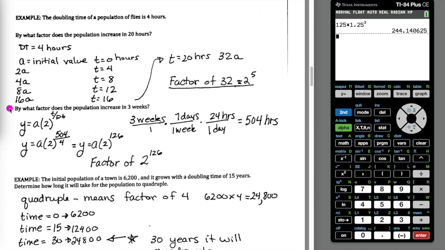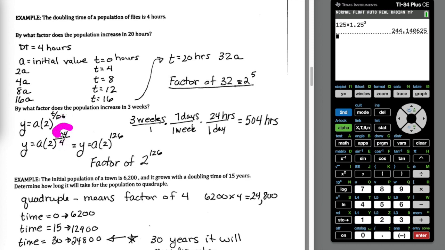So, in the next part of this example, it says, by what factor does the population increase in 3 weeks? Well, this isn't as nice as 20 hours where it'd be easy to make a chart. So if the time that's given isn't in a nice way to make a chart, then I suggest using the formula. So our double time formula, when we're dealing with exponentials, is y is equal to a times 2 to the power of the time that passes divided by the double time. In this case, the double time is 4, so I'm going to put that in. dt, our double time, is 4, so I put that in here.